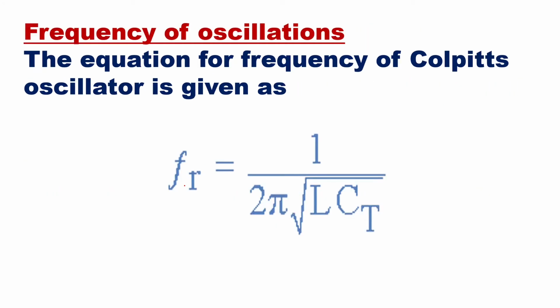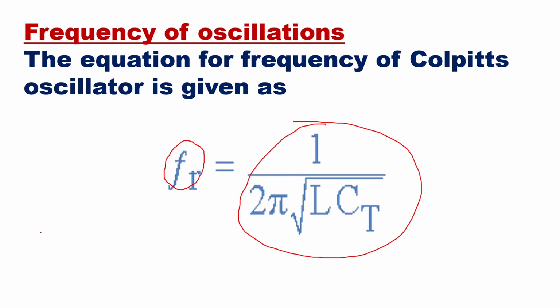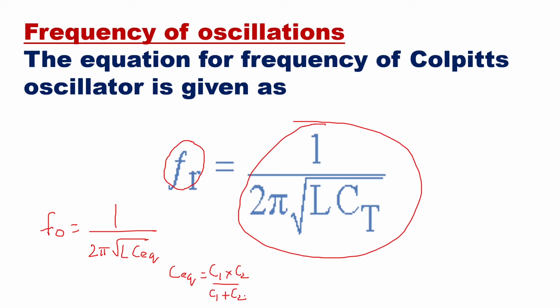Then if you go to see the frequency of oscillations, the equation for the frequency of oscillations for a Colpitts oscillator is given as f_R, that is resonant frequency, equal to 1 by 2 pi root L CT. We can also denote this as the frequency of oscillations, f0 equal to 1 upon 2 pi under root L C equivalent, where C equivalent is the effective capacitance of the capacitors C1 and C2, given as C1 into C2 upon C1 plus C2. So this is the formula for the frequency of oscillation, which can also be called the resonant frequency of the parallel resonance circuit. It can be denoted as f_R or f0. It is given as 1 by 2 pi under root L, the inductor value, multiplied by the equivalent capacitance value of both capacitances C1 and C2.